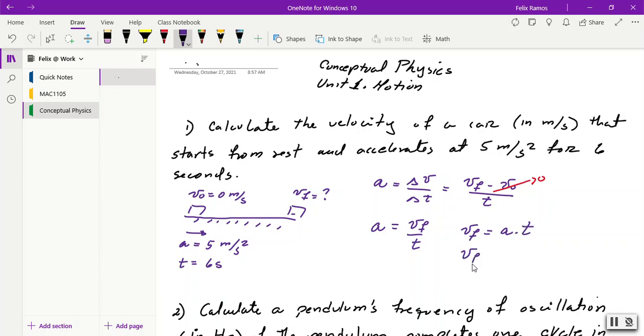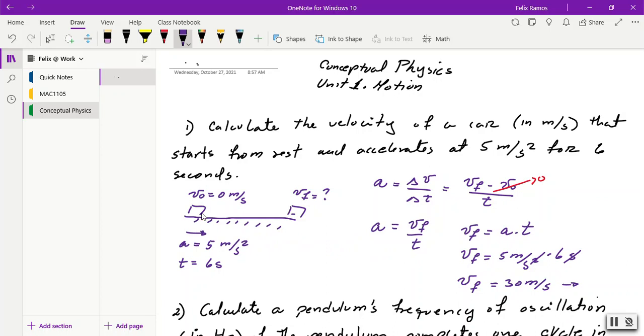So the final velocity would be 5 meters per second square times 6 seconds. One of the seconds of the second square cancels with the second of the time. So we have our answer in meters per second, which is the unit of velocity. So the final velocity is just 5 times 6, 30 meters per second. Of course, in the same direction of the acceleration.